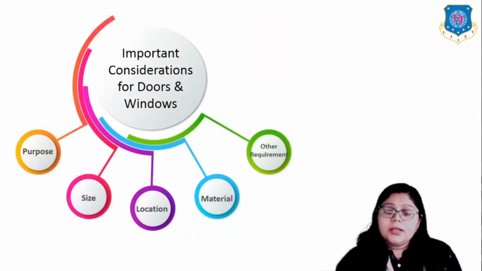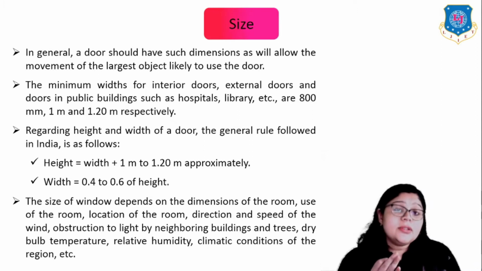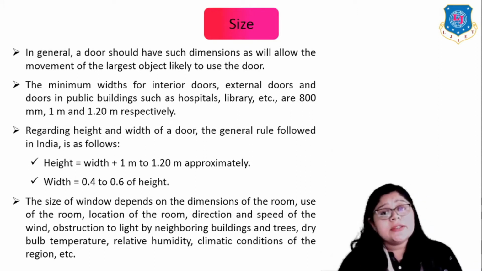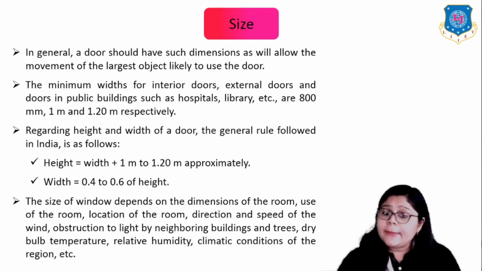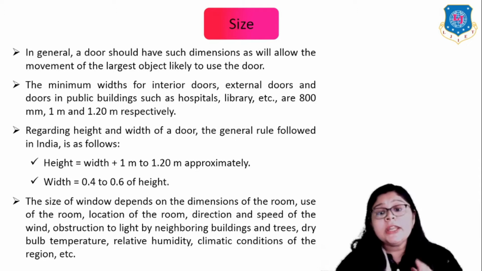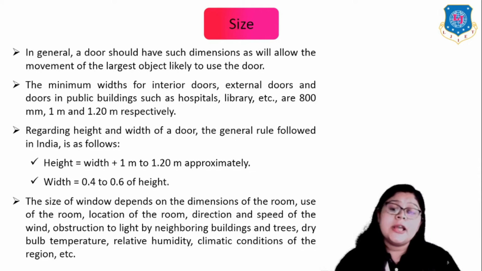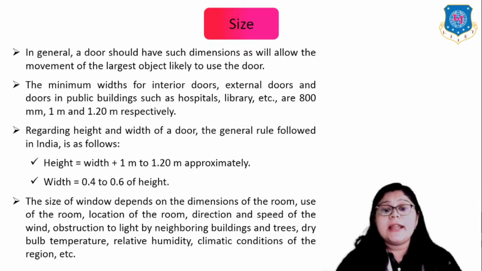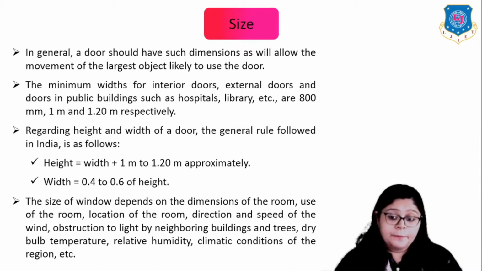Now let's see the next consideration, which is size. In general, a door should have such dimensions as will allow the movement of the largest object likely to use the door. The minimum width for interior doors, external doors and the doors in public buildings such as hospitals and libraries is 800 mm, 1 meter and 1.20 meter respectively.